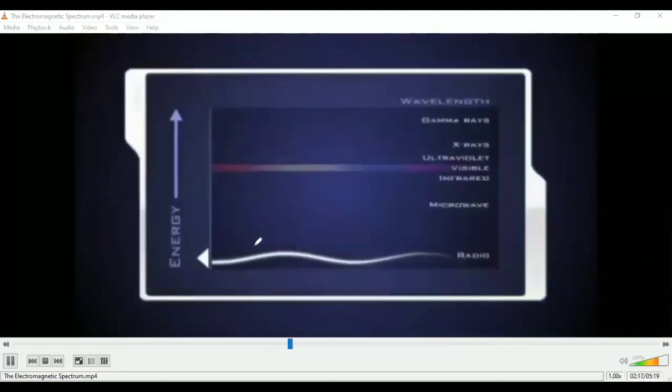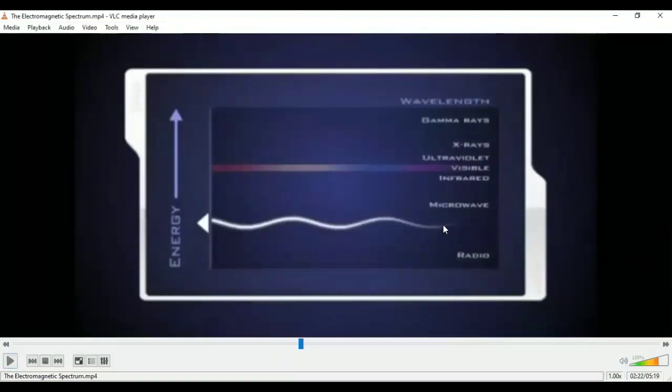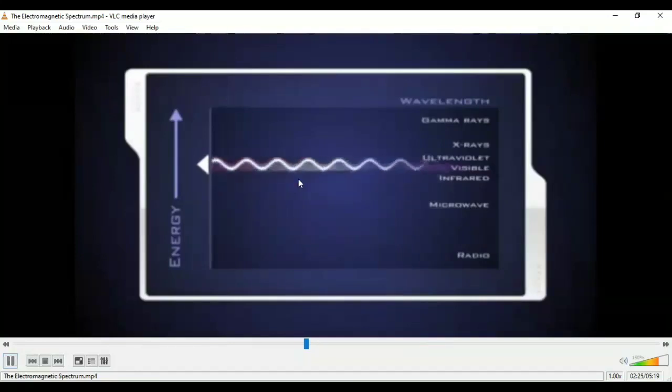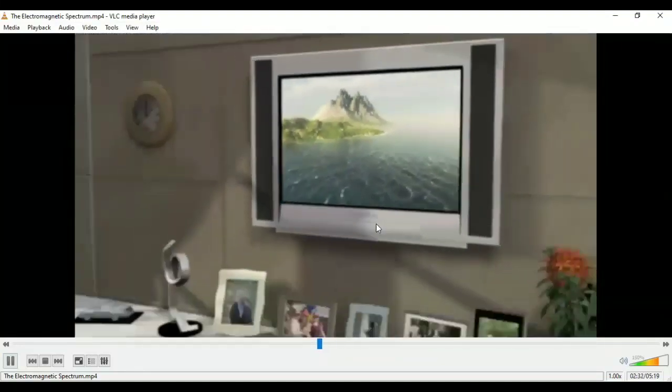Radio waves have the lowest frequency and carry less energy. Adding energy increases the frequency. So please see this: as you go from radio waves to gamma rays, the frequency will increase and the wavelength will decrease. So your wavelength and frequency are inversely proportional to each other. You can see here the wavelength is shorter. Gamma rays have the highest frequency and radio waves have the least frequency.